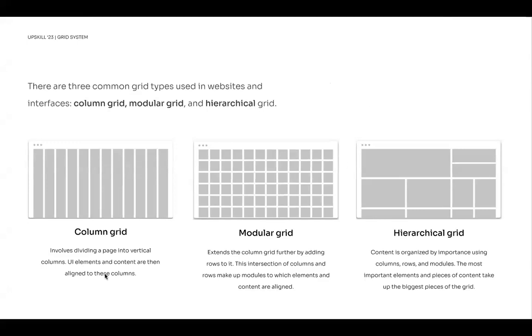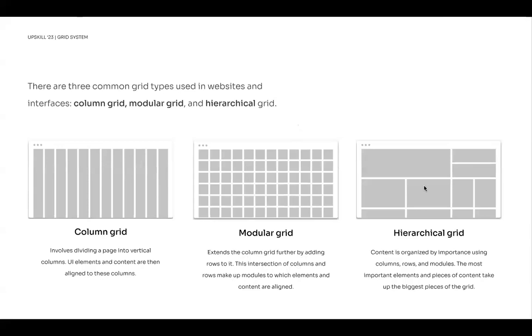Like I said here, it involves dividing a page into vertical columns. UI elements and content are then aligned to these columns. So it's just the simple column grid. I think this is the most common of them all. The next one is the modular grid. Like I said before, the combination of the rows and the columns gives you modules. So you can have a grid of this structure. It extends the column grid further by adding rows to it. This intersection of columns and rows makes up modules to which the elements and content are aligned.